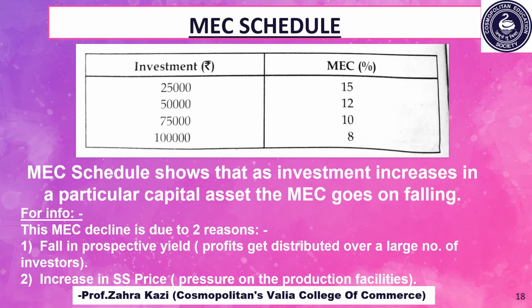Now let's understand the MEC schedule. The table in the slide shows the MEC schedule. The MEC schedule shows that as the investment level increases in a particular capital asset, the MEC goes on falling. This takes place mainly for two reasons. First is because there is a fall in the prospective yield, because the profits get distributed over a large number of investors. And second reason is due to increase in supply price because of pressure on the production facilities.